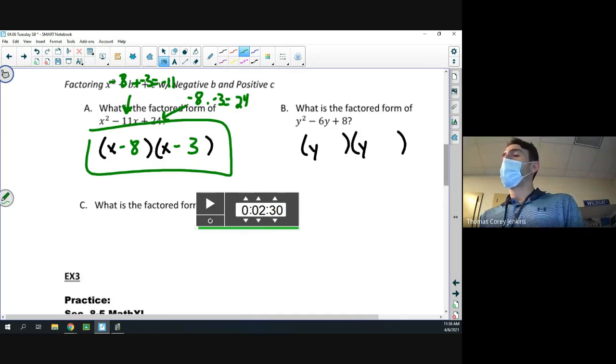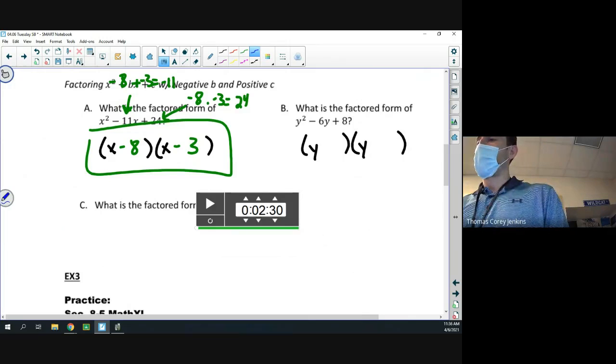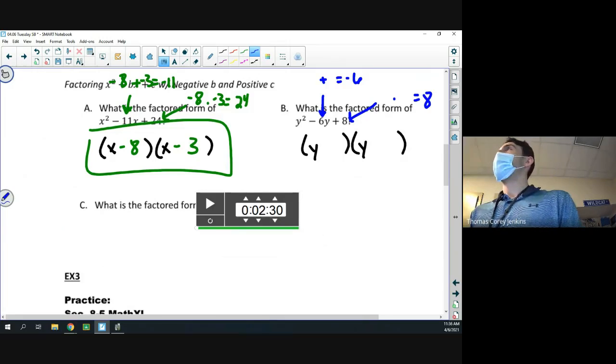All right. So now let's do B more together. One person already has it. So everybody else be thinking about it. So here we're looking for the two numbers that add together to make negative 6 and multiplied together make positive 8. Well, at least two people have it. 3, 4.